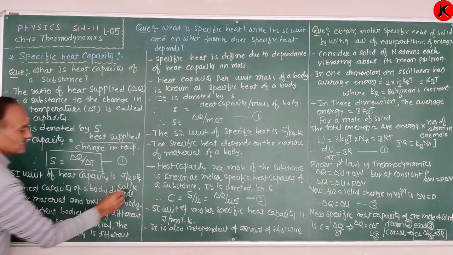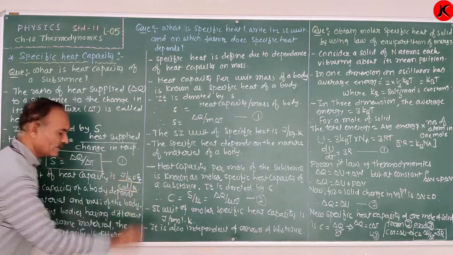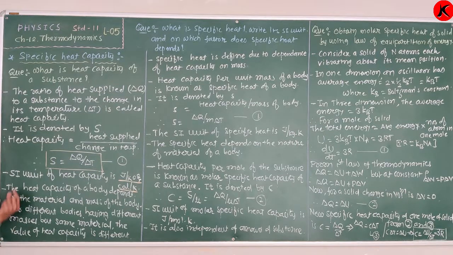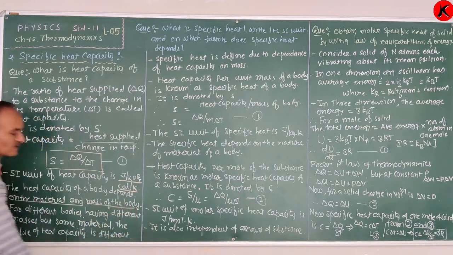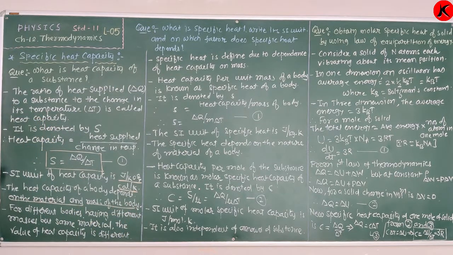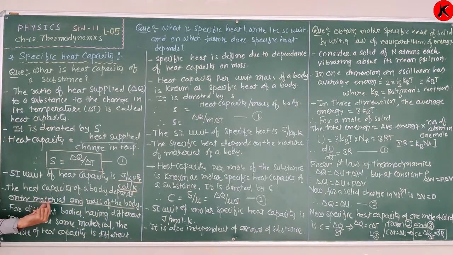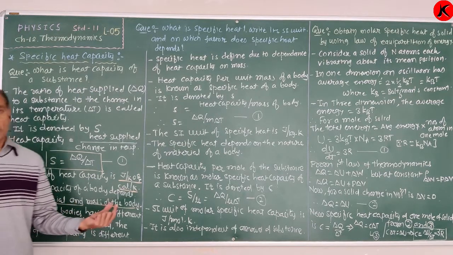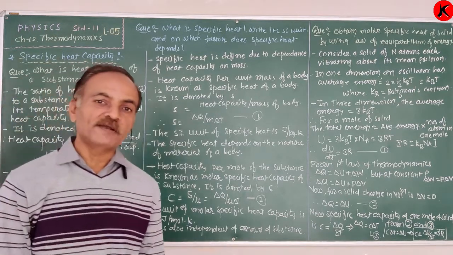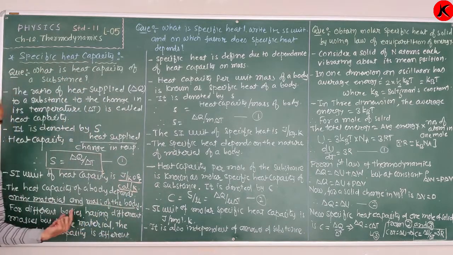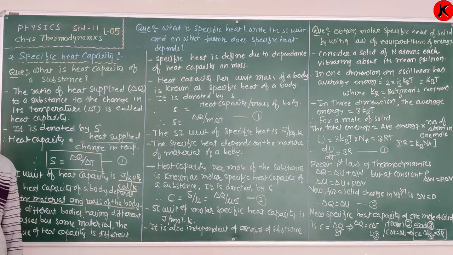SI unit of the heat capacity is joule per Kelvin. The heat capacity of a body depends on the material and mass of the body. For different materials, the amount of heat required is different, and also for two bodies having the same material but different masses, the amount of heat required is different. Due to that reason, for different bodies having different masses but the same material, the value of the heat capacity is also different.